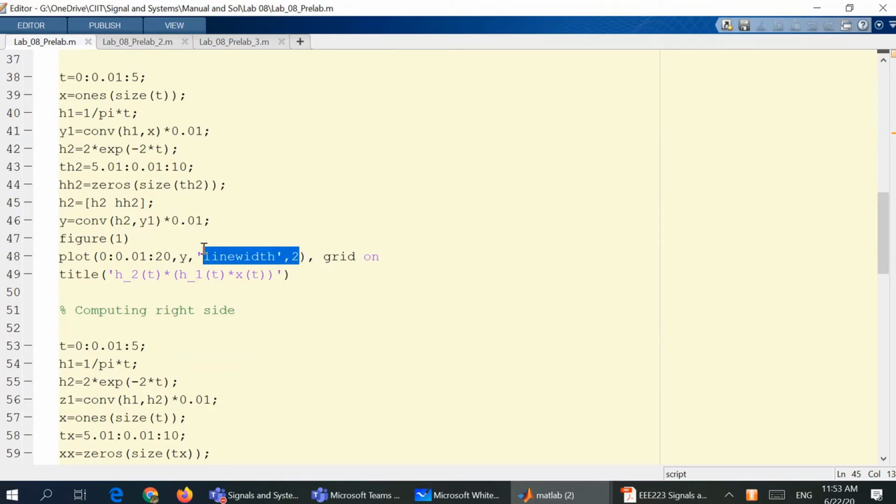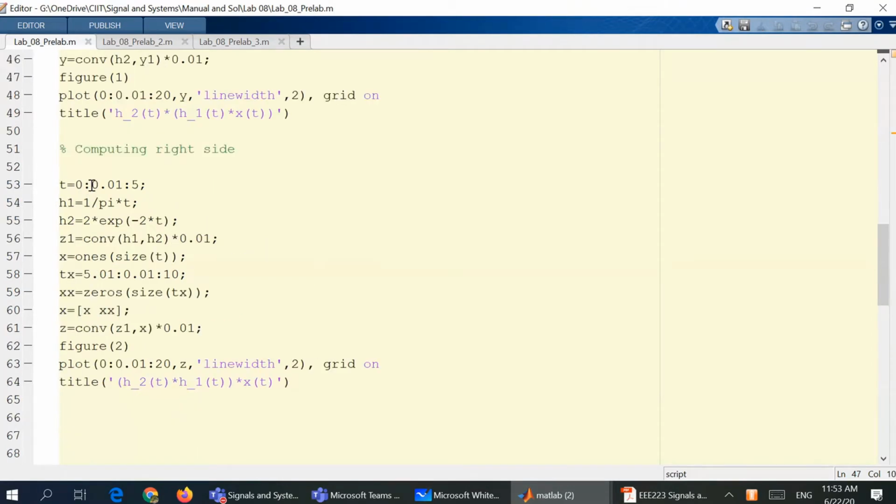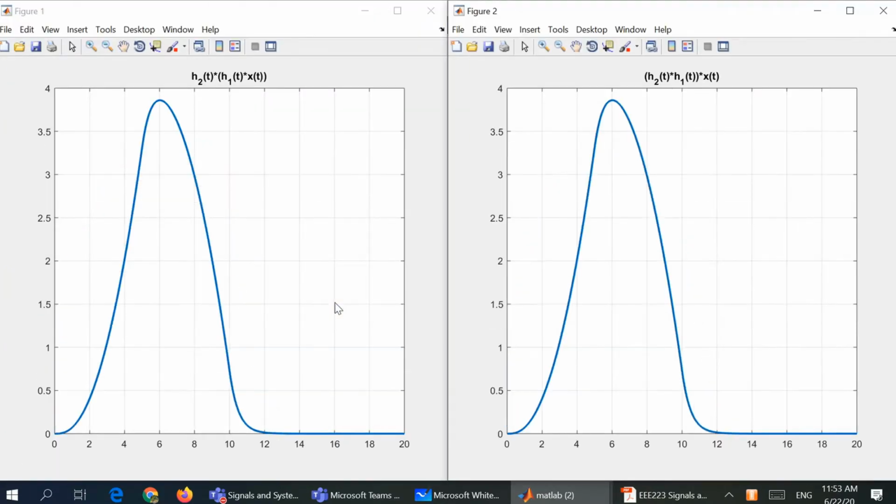By the way, this line width is to increase the line width. We will compute the right side. The principle is same. In दोनों को हम compare कर लेते हैं. So if we compare both sides, we can see the left side and the right side of the equations are same. It means the associative property is proved.